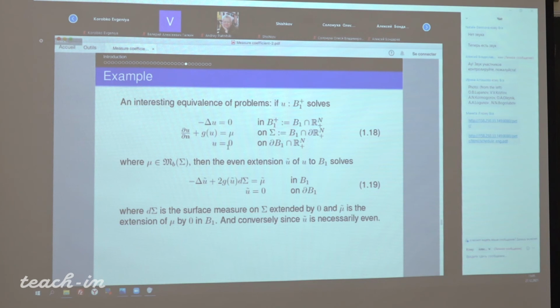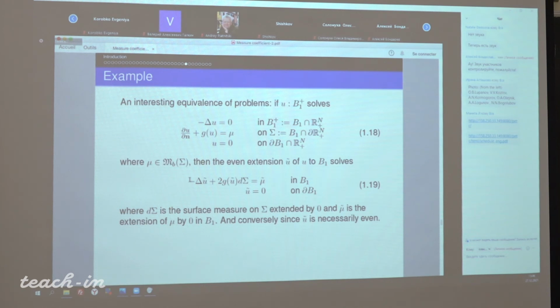So on the lower part of B1 intersect with R^n plus, you have this condition, and you assume that it's 0 on the upper part of the boundary, where you assume that u is a measure on the sigma part. Now you look at the even extension u tilde of u in B1. I mean, on one side you make just a simple extension by symmetry with respect to the plane.